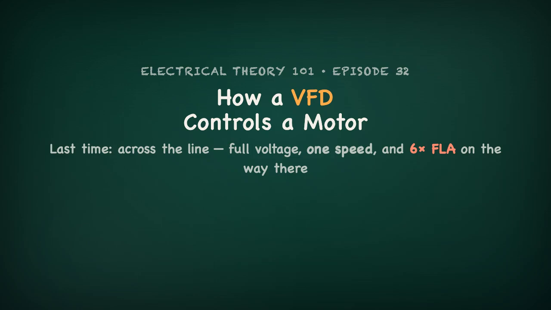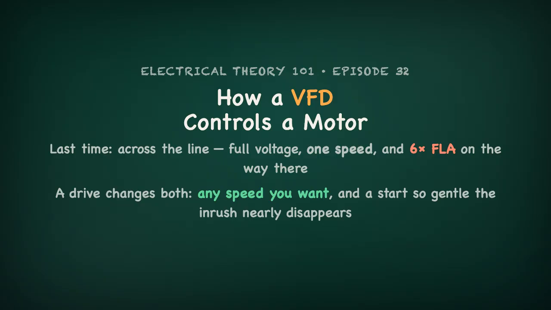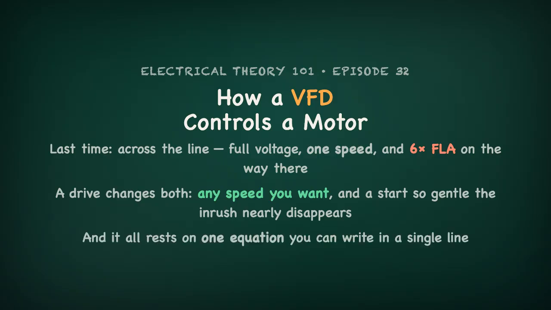Last episode, we started a motor across the line. Full voltage, straight to the windings, 1 speed, and about 6 times the full load current on the way there. A variable frequency drive changes both of those. Any speed you want, and a start so gentle the inrush nearly disappears. And the whole thing rests on one equation you can write in a single line.